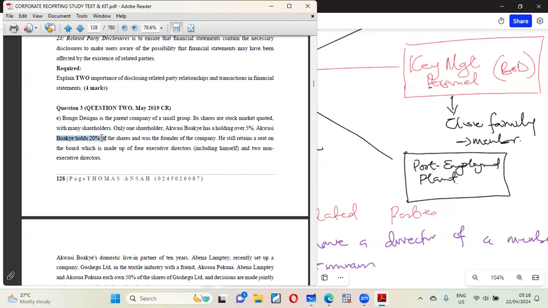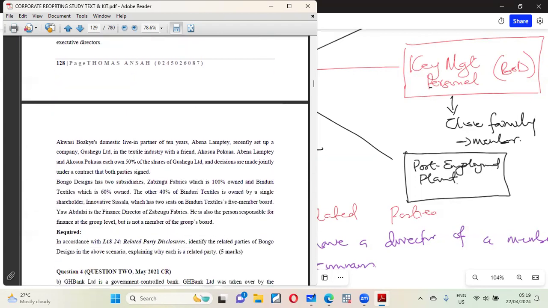Suppose Kwesi Boakye holds 20%. Now we are talking about something, because 20% means what? An associate, a significant influence. He still retains his seat on the board, which is made up of 4 executive directors, including himself, and 2 non-executive directors. That's bad for corporate governance, because the non-executives should be more than the executives. All right, that is what we are told here.